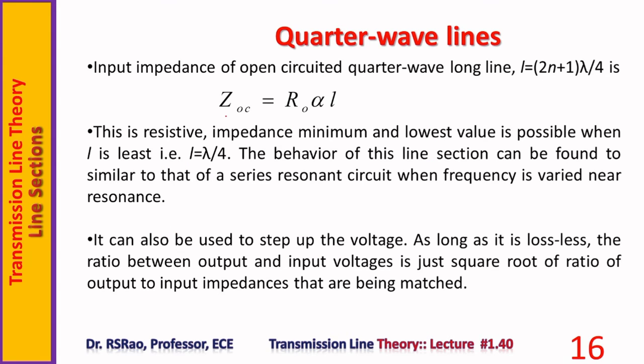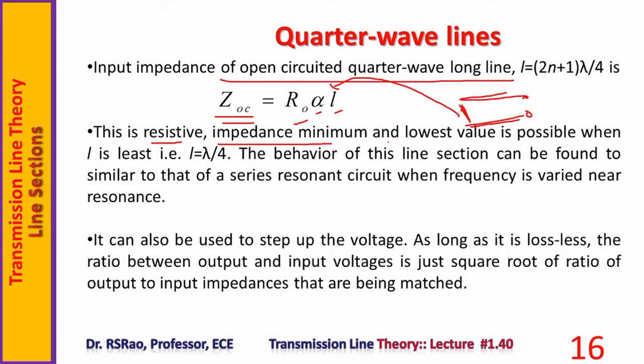Input impedance of an open circuited quarter wave line. Ideal situation is when here it is open circuit, here it must be short circuit. But short circuit is not achievable. So a small amount of impedance appears here. How much? That is given here. ZOC is given in terms of R0, the characteristic impedance of the line, alpha, the attenuation constant of the line, and L, the length. This is resistive. Impedance minimum and lowest value is possible when L is least, L is lambda by 4.